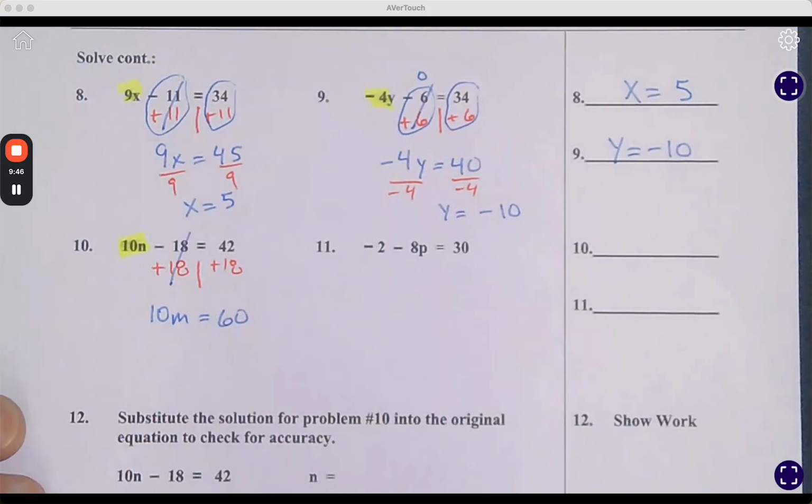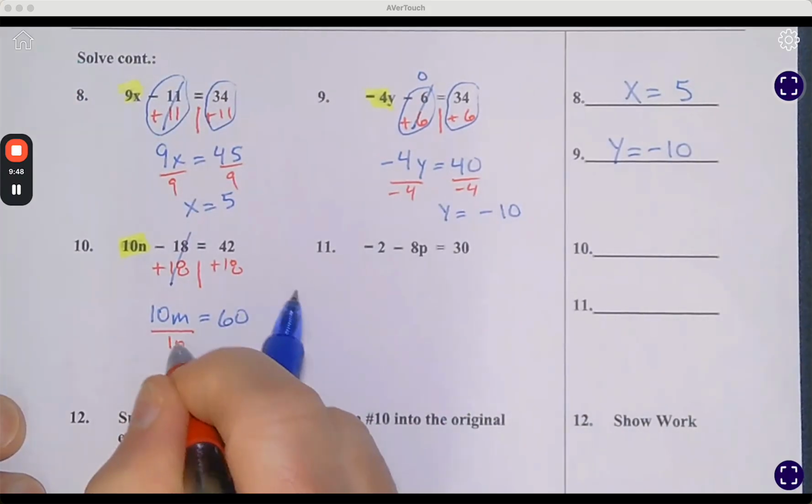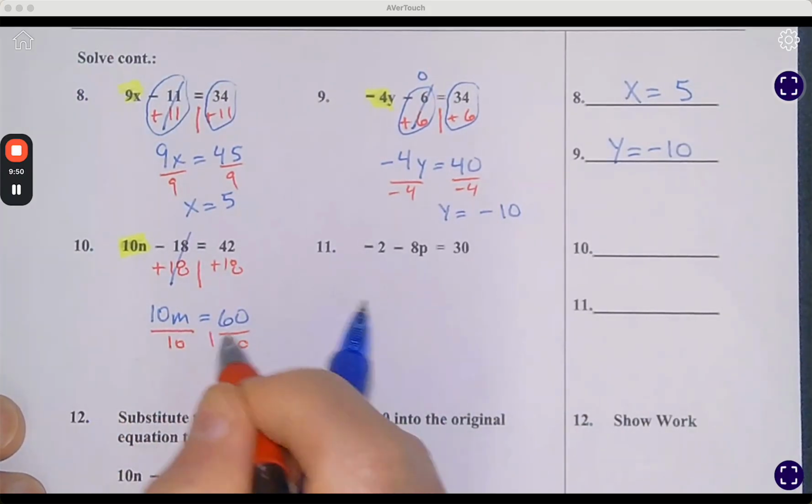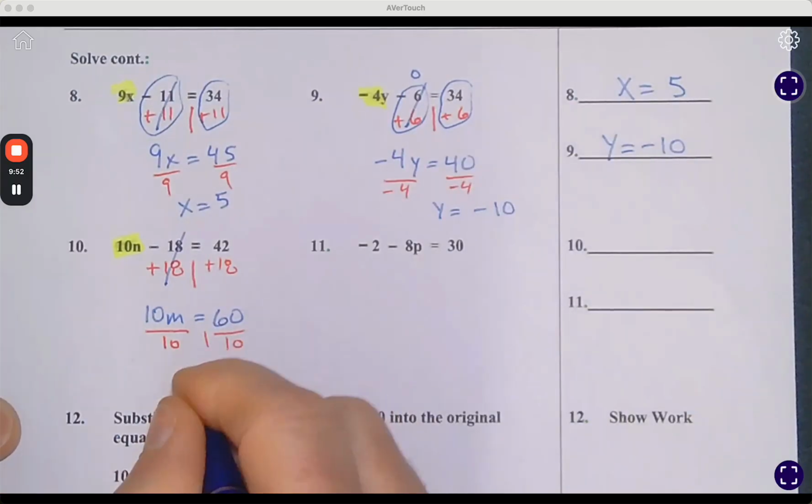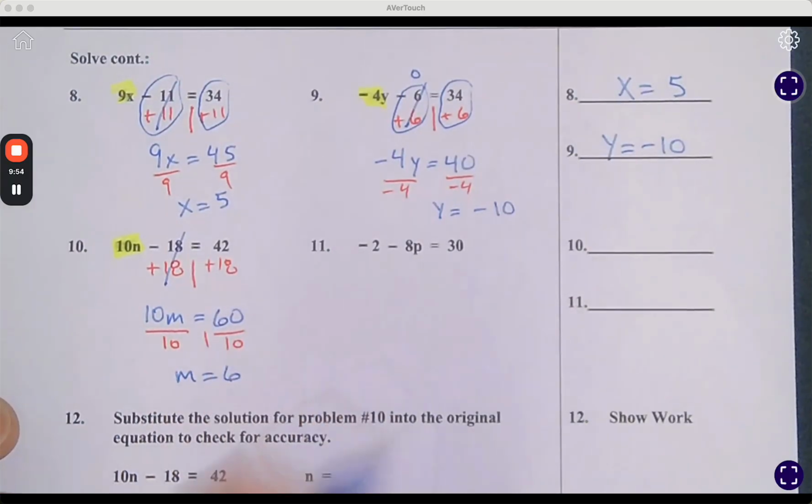Okay, now I'm going to do the inverse operation of multiplying by 10. The inverse operation is dividing by 10. So I get m equals 6.